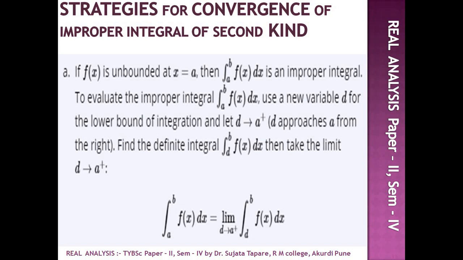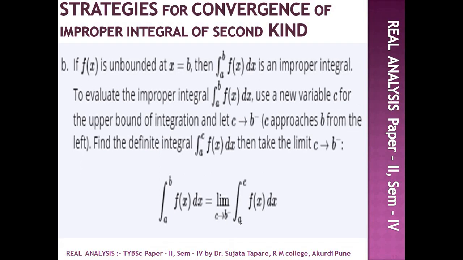Strategies for testing convergence of improper integral of second kind. So in the second kind, f of x is unbounded at least one point of the interval ab. Suppose f is unbounded at point x is equal to a, then we replace this a by d and take limit as d tends to a plus. Why over here it is plus? Because a is a lower limit at which function is unbounded. If it is upper limit, then we write in that case minus sign over here.